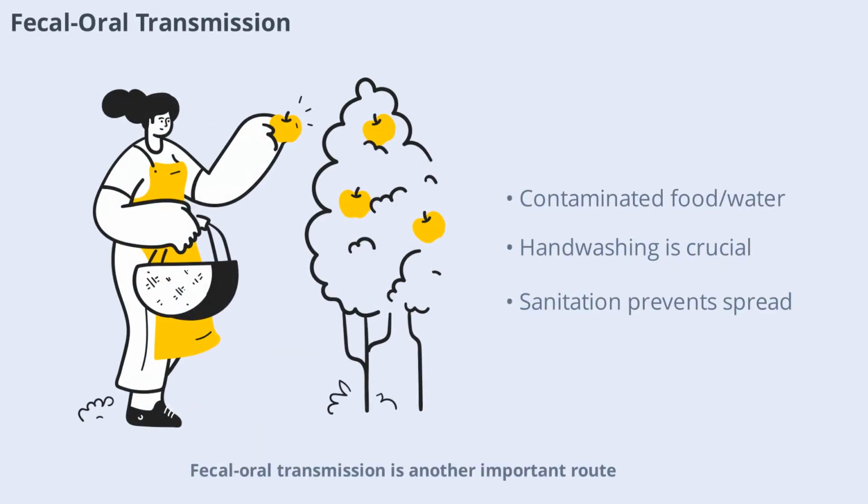Fecal-oral transmission is another important route, especially for gastrointestinal diseases. Pathogens in fecal matter can contaminate food, water, or hands and then enter another person's mouth. This is common in areas with poor sanitation or hygiene practices. Diseases like norovirus, hepatitis A, and cholera are often spread this way. Proper hand washing, safe food handling, and clean water supplies are crucial defenses against fecal-oral transmission.